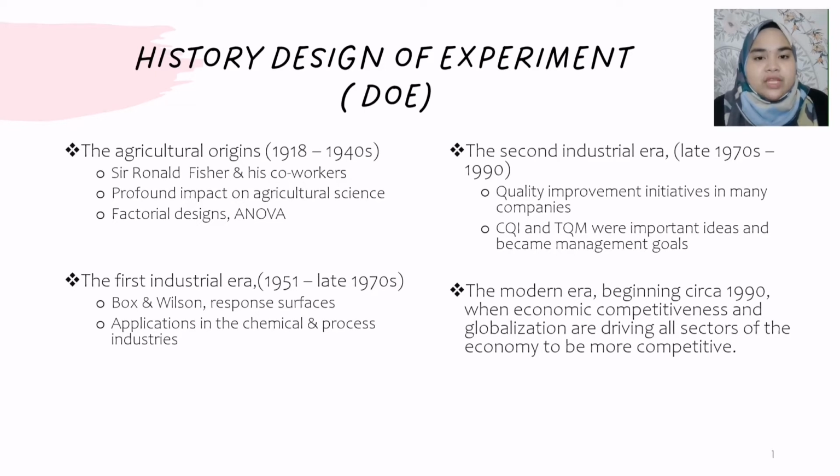History of design of experiment, DOE. DOE has 4 eras. The first era began with agriculture, 1880 to 1940. DOE was produced by Sir Ronald Fisher while working at a private agriculture research facility. Sir Ronald Fisher collaborated with his co-workers. Sir Ronald Fisher aimed to raise food yield to feed a military and population.